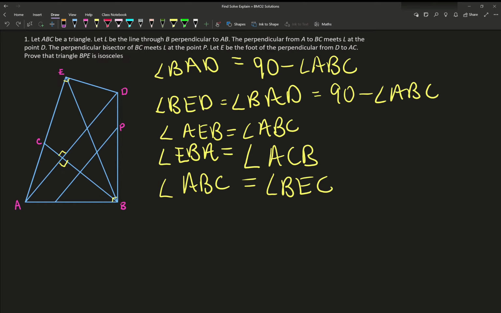From this, as we know that the radius is always perpendicular to the tangent and L is perpendicular to the tangent, we know that the circumradius is some line segment along L, and therefore the circumcenter must be some point on L. The circumcenter must also be equidistant from points B and C. So we know that all points that are equidistant from B and C lie along this perpendicular bisector.